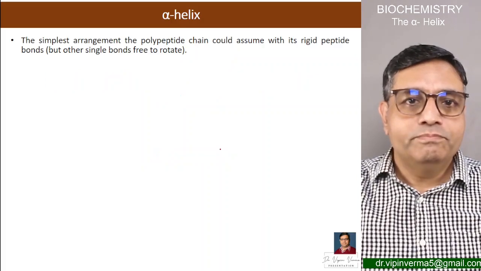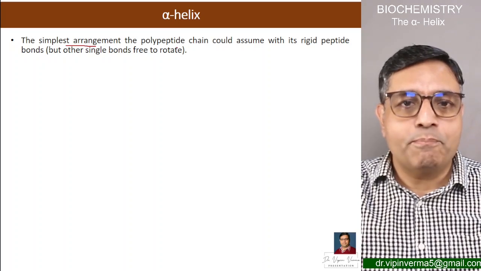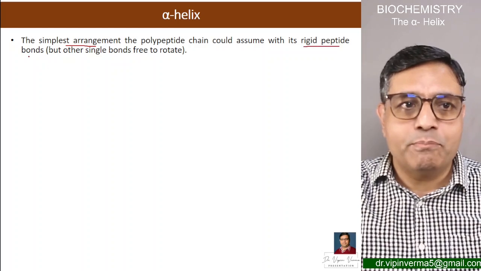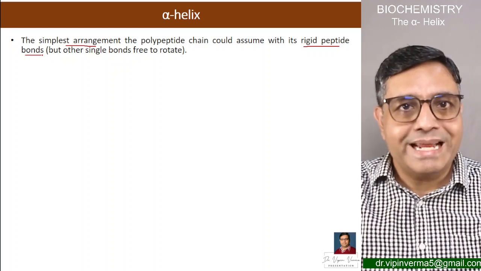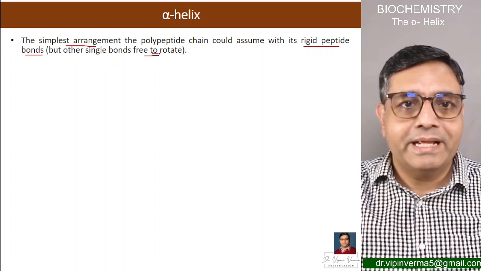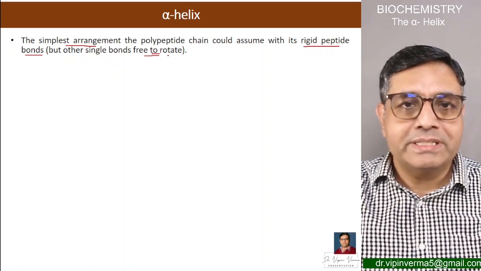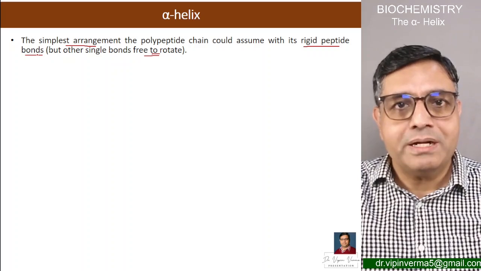Okay, so if we define the alpha helix, it is the simplest arrangement of the polypeptide chain which could be assumed with its rigid peptide bonds. You know, the peptide bonds are rigid because of the double bond character. But there are other single bonds which are free to rotate, and that's why we discussed the phi and psi bonds in the Ramachandran plot. So we are referring here to the free bonds as the phi and psi bonds, and the rigid peptide bonds have double bond character because of resonance.